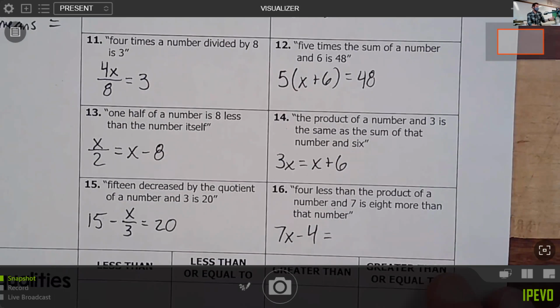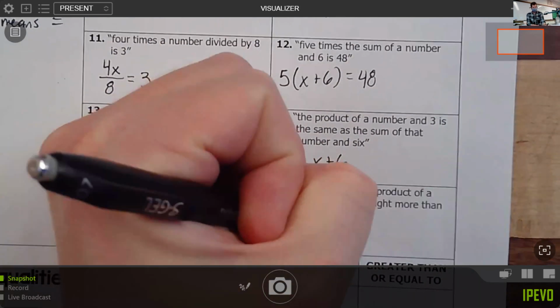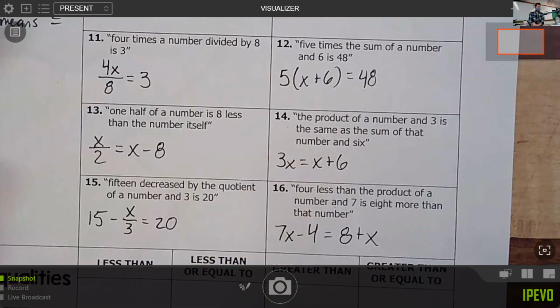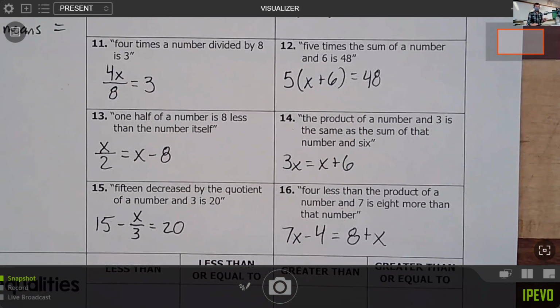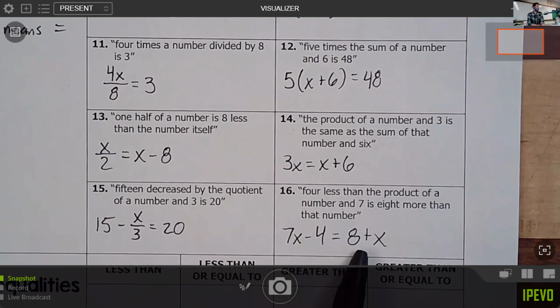It is equal to 8 more than that number. Now this could be done either way. You could say 8 plus x or x plus 8, either way. So there's 16. All right. Make sure you have this written down. So we got 7x minus 4 equals 8 plus x. You could have equals x plus 8, that's fine.